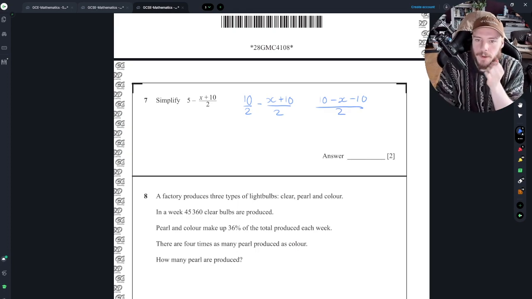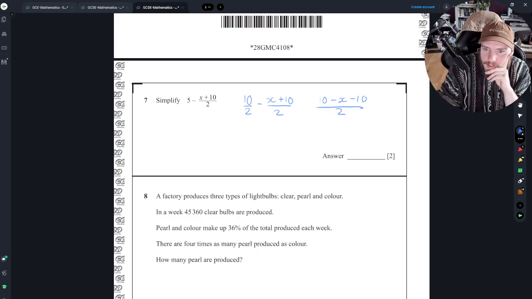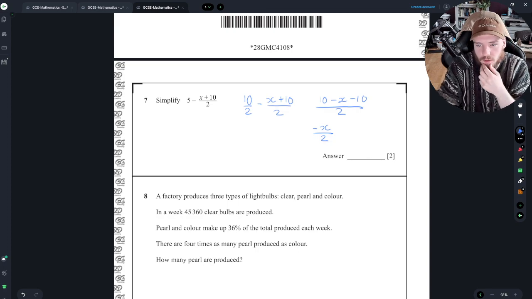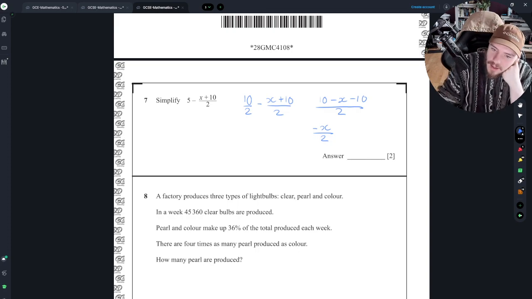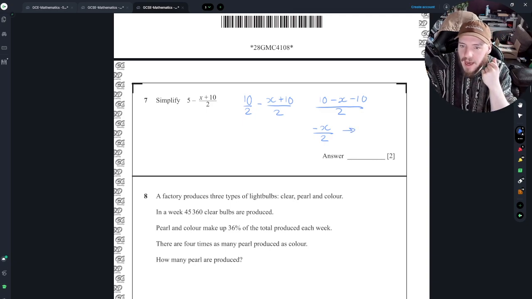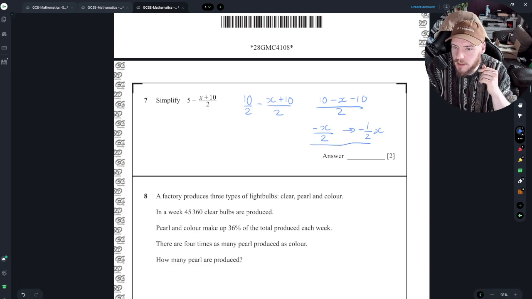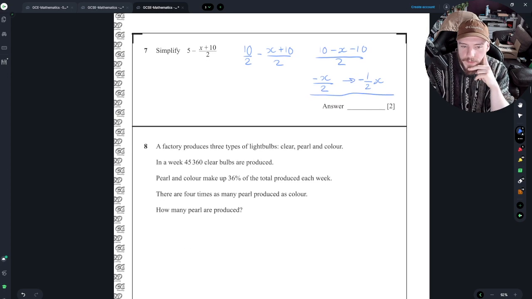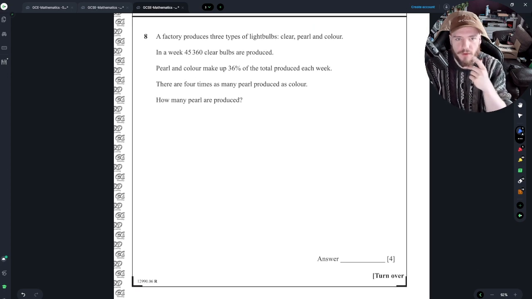Okay, so 10 minus 10, it's just going to give us 0. So it's just going to be minus x all over 2. Okay, an easy way to simplify it might be you'll take the half out. So it'll be minus a half x. Okay, there's another way of writing it. Okay, either way should be acceptable. Okay, so moving on to our next question here.